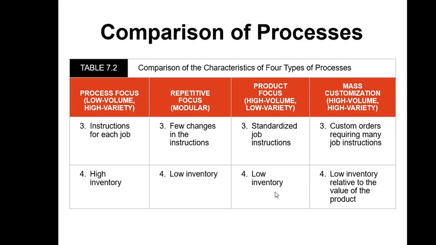Wherein in the product focus you have low inventory, because you are depending much on the forecasting, and we have discussed, of course, in chapter 4 the forecasting methods based on quantitative analysis. And of course, in the mass customization, low inventory also, because this will be relative to the value of the product. If the value of your raw material is high, then your inventory will be low, and if the cost or the value of your raw material is less, then you can maybe increase the inventory, but in general it's low inventory.